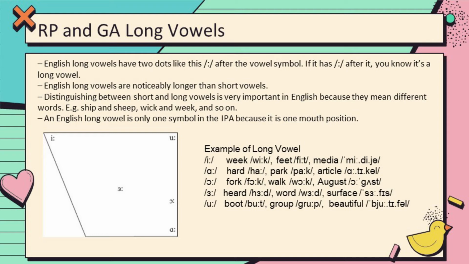Second is a:. For example, heart, park, article. The third is o:. For example, fog, walk, August.